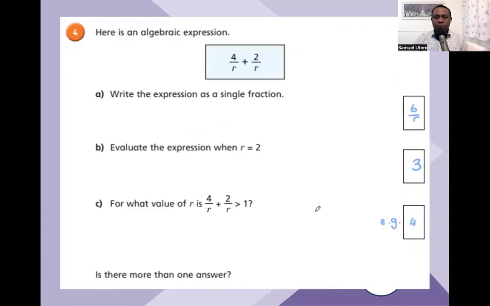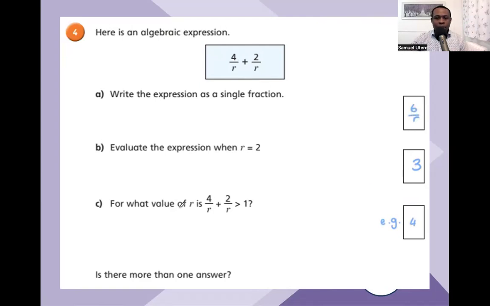Let's discuss them. So for question 4, you were asked, here is an algebraic expression, okay? You were asked, write the expression as a single fraction, okay? You just write that, okay? So you just add the numerator, that's 6 over r. Evaluate the expression when r is 2. Remember, to evaluate means you need to substitute what you've been asked to use, and you'll come out with a single answer, okay, a number. So here, 6 over r, if r is 2, using this one means 6 divided by 2, which is 3.